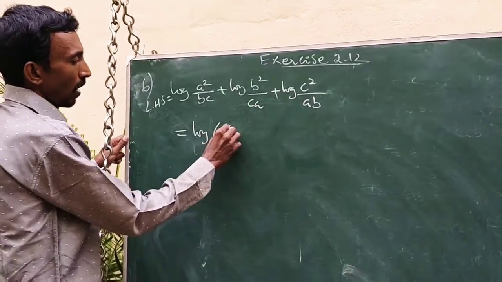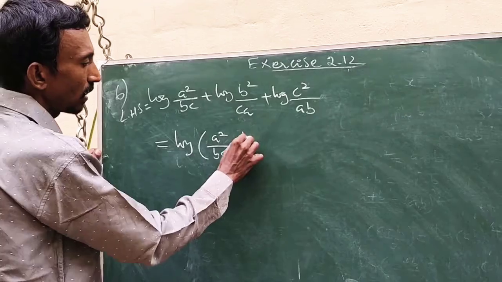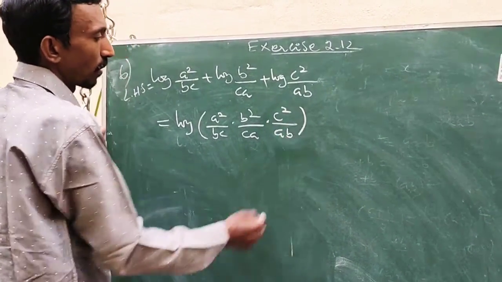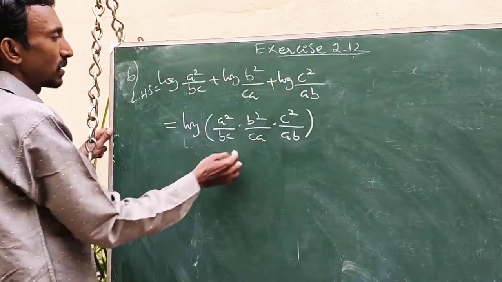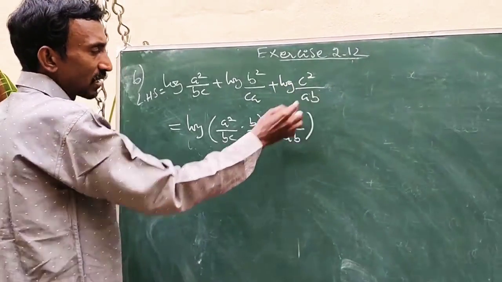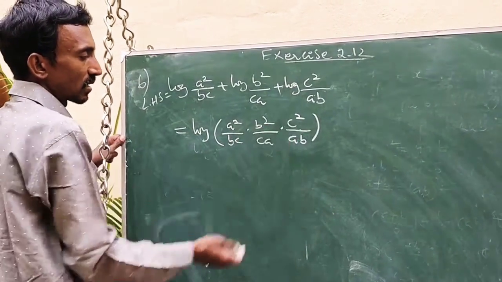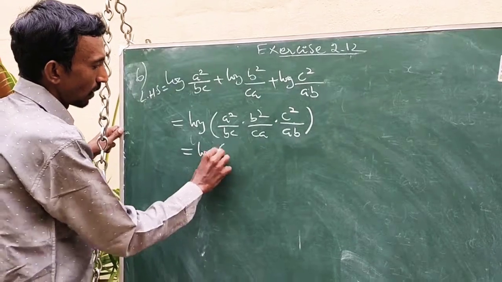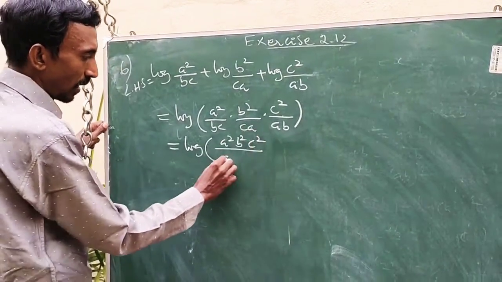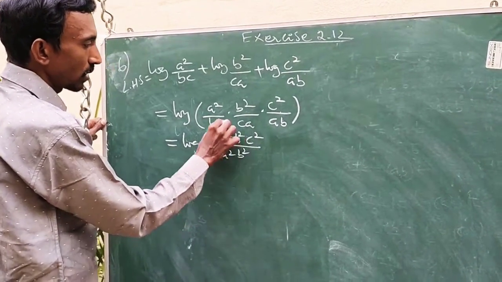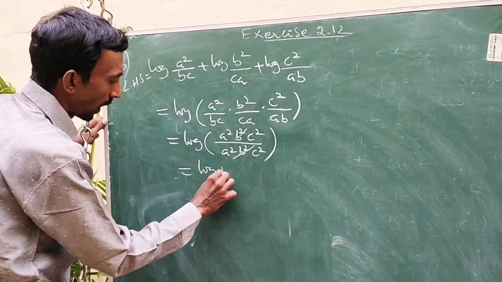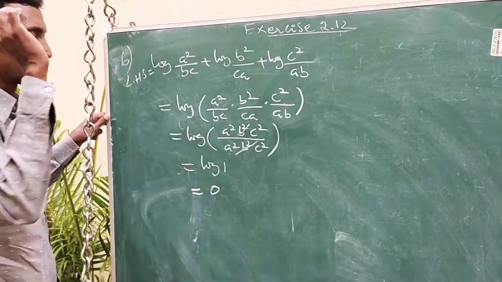So log of a square by bc into b square by ca into c square by ab. If we consider x, y, z, log x plus log y plus log z means log of x into y into z. So log of, what is the numerator, a square b square c square, by a into b into c, that is a into a square... b into b square, c into c square. So they cancel. Log 1. So log 1 value is 0.